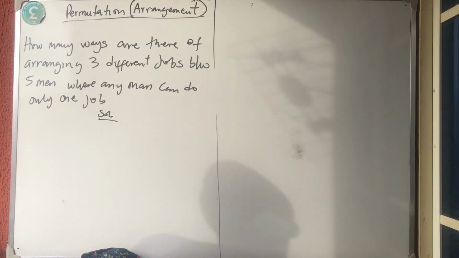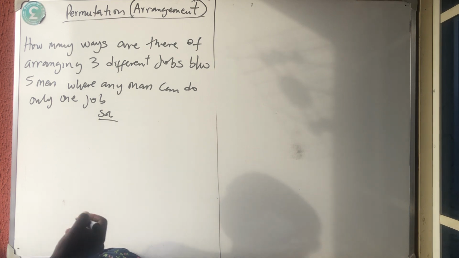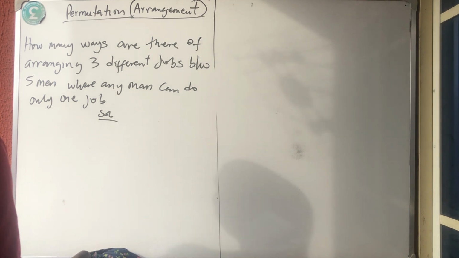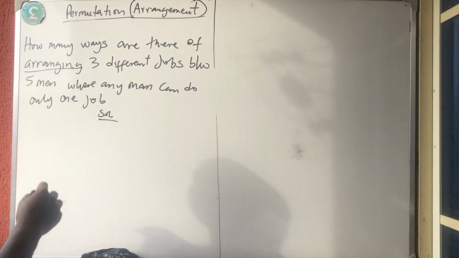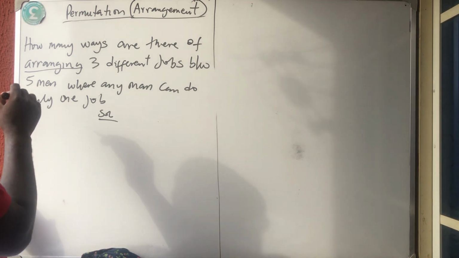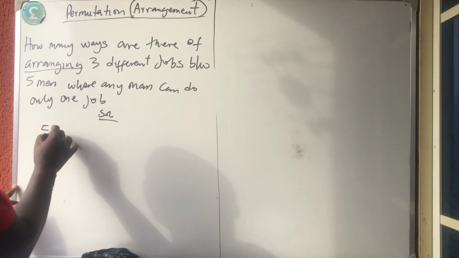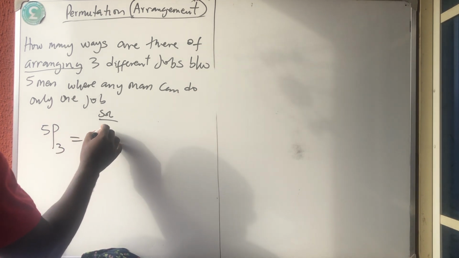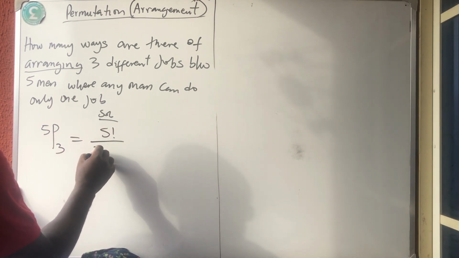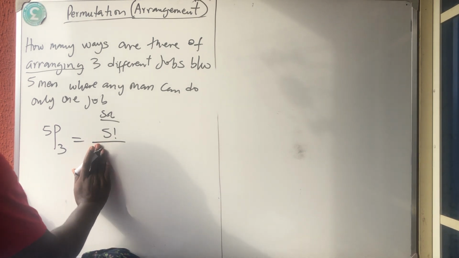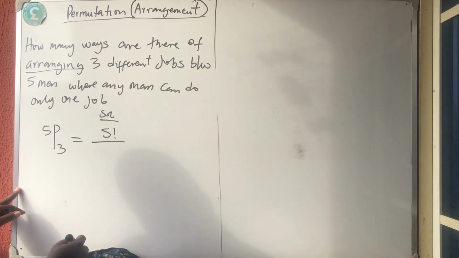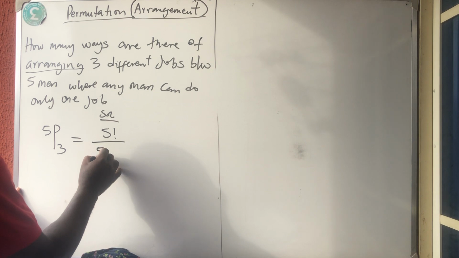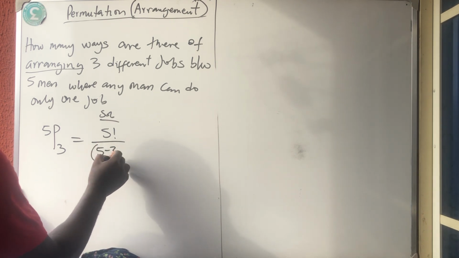Solution. Okay, so they've already mentioned the word arrangement for you. For the fact that they mentioned arrangement, you just know that it is permutation. Look at the word arranging. So there are 5 men, but we are arranging 3 different jobs for them. So what do we have now? 5 factorial all over 5 minus 3 factorial.